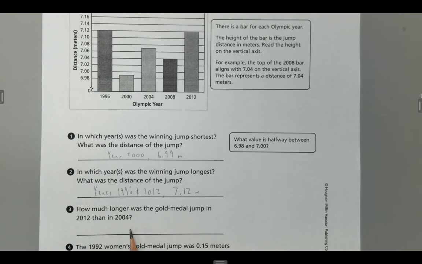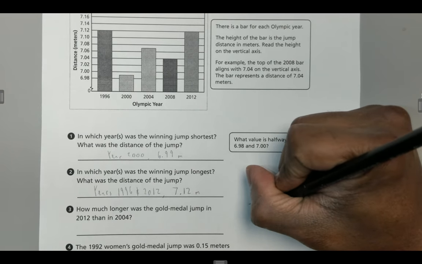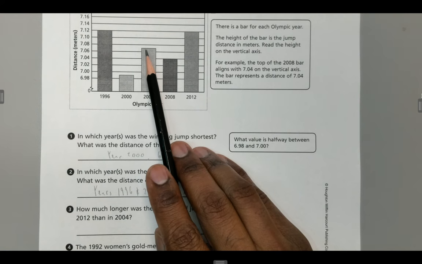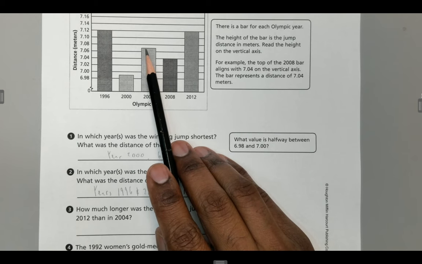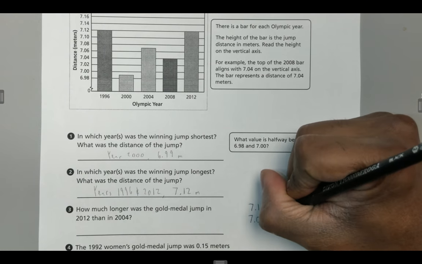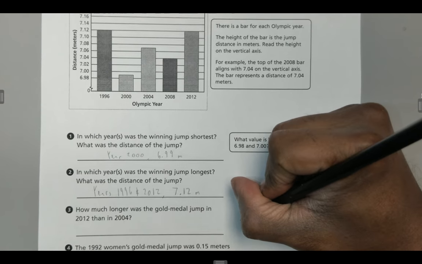Question 3, how much longer was the gold medal jump in 2012 than in 2004? Okay, so in 2012, we just saw it. That was 7.12 meters. And in 2004, that's smack in the middle of 7.06 and 7.08, so we're calling that 7.07. What operation do you suppose we will use here to calculate how much longer? In other words, the difference between these two jumps. If you said subtraction, I would agree.